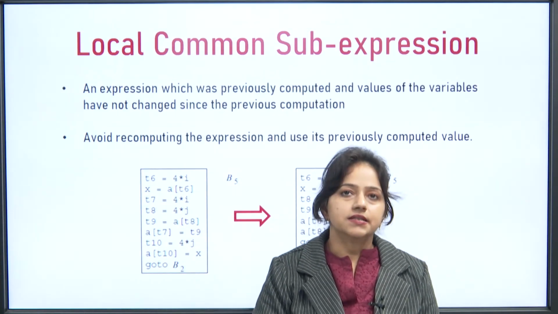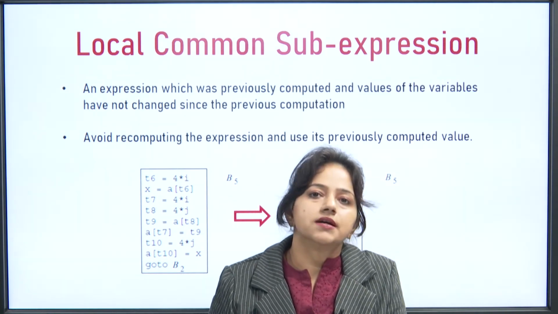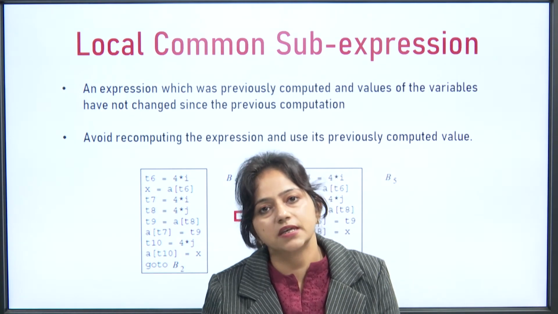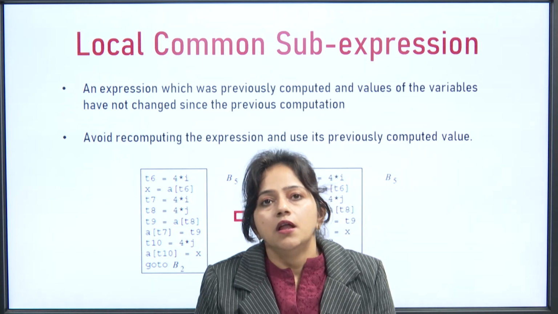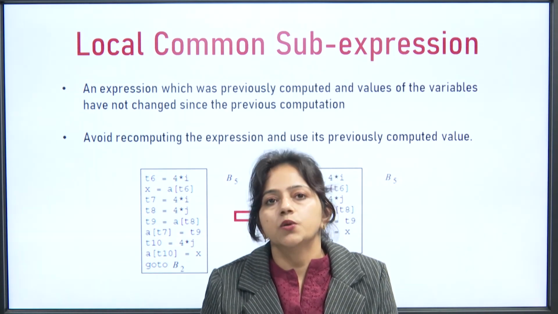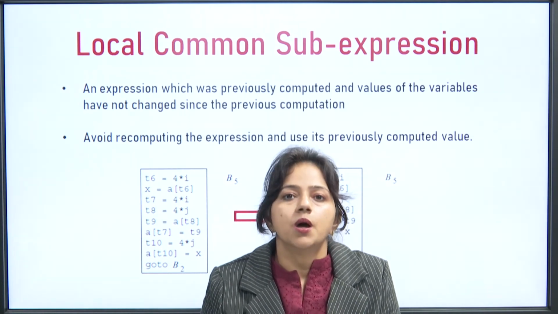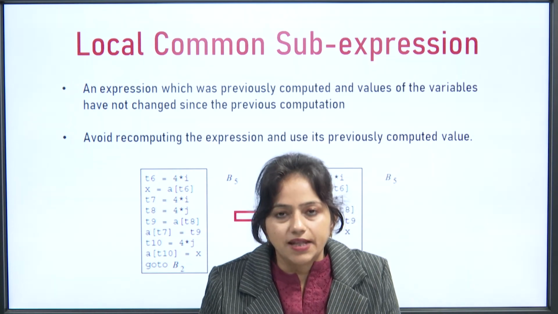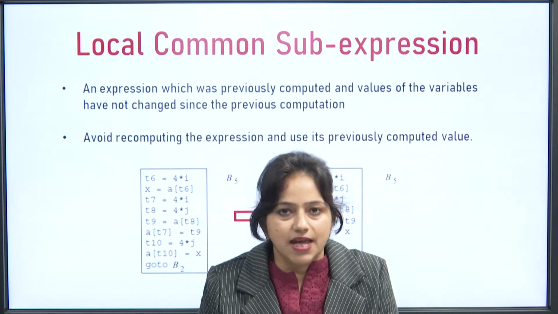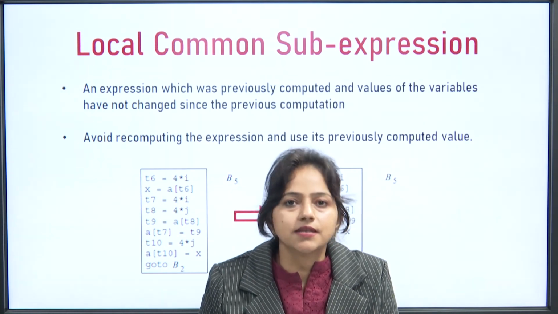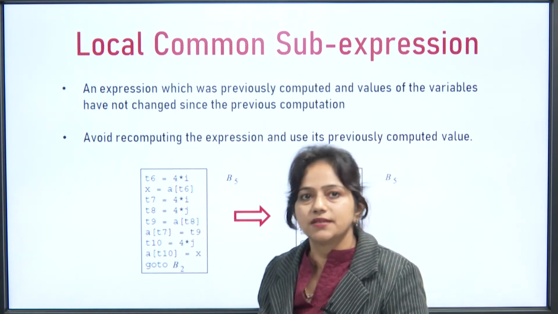Now we will discuss the code optimization techniques. In code optimization we use transformations that preserve the semantics of the code. There are many techniques like local common subexpression elimination, global common subexpression elimination, dead code elimination, code motion, copy propagation, reduction in strength and induction variable elimination. We will discuss some of the techniques in this class and the remaining techniques will be covered in the next class. So first is the local common subexpression.